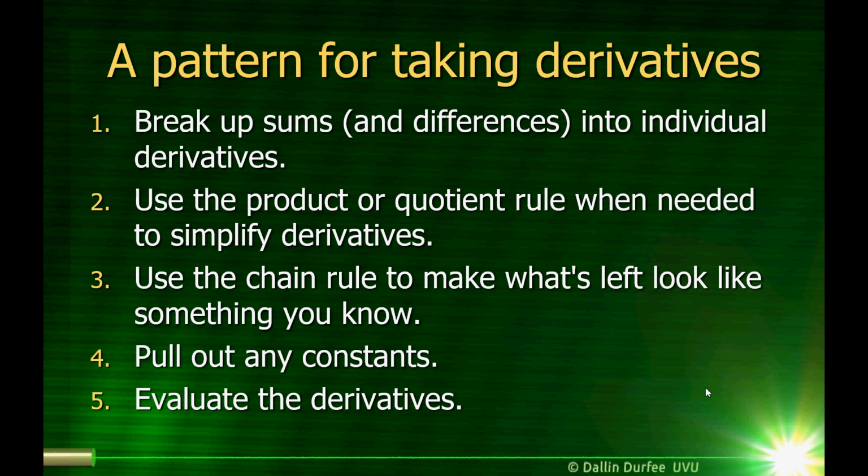Now, there's a pattern we use when we take derivatives. First, if we have sums, we break them up, right? So if I'm taking the derivative of a bunch of things added together, I break those up into the sum of individual derivatives of each part. And then for each part, I use the product or quotient rule if needed to simplify the derivative. Then I use the chain rule to make what's left look like something that you know. Pull out any constants, evaluate the derivatives, and then simplify.